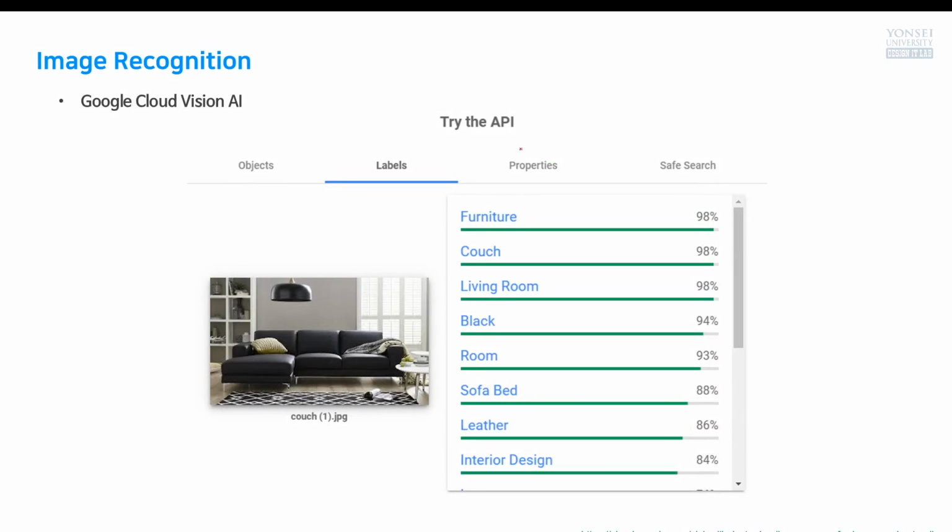So nowadays, if you use Google Cloud Vision AI, it's an API, application programming interface. If you want to develop something not from scratch, but from Google's existing AI, you can use this one. It's similar to using AI Hub or Google Colaboratory or some other APIs.